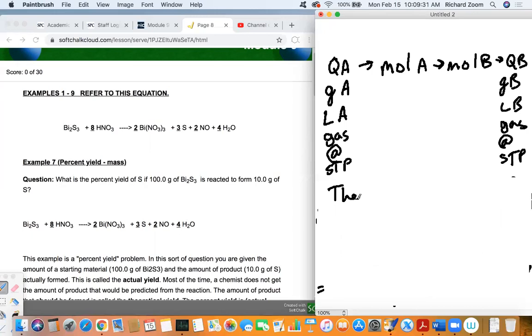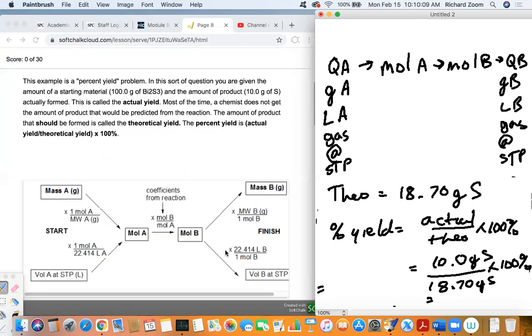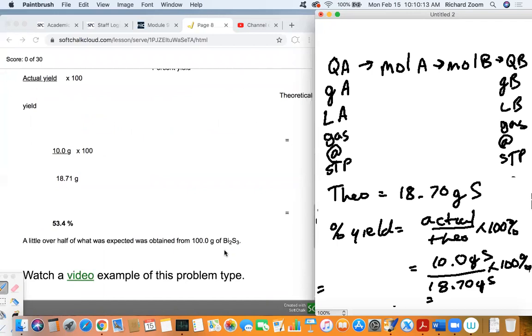Okay, so theoretical, that's what we should have gotten, I'm sorry, 18.70 grams of sulfur. The percent yield is equal to actual divided by theoretical, multiplied by 100%. Actual is 10.0 grams. That was from the problem. Divided by 18.70 grams of sulfur. Multiplied by 100%. And you can see, I think it's like 53.1 or something like that. 53.4. So 53.4% was the yield. So we got a little bit more than half back of what we should have, is the bottom line.